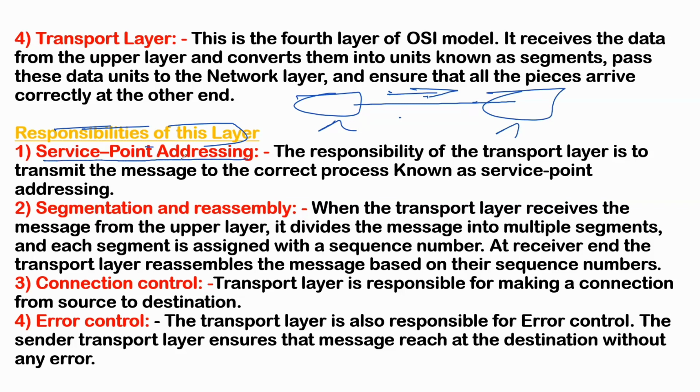If we talk about the responsibilities of this layer, the first responsibility is service point addressing. Service point addressing means the responsibility of the transport layer is to transmit the message to the correct process. If we take an example, just a minute, let me clear.